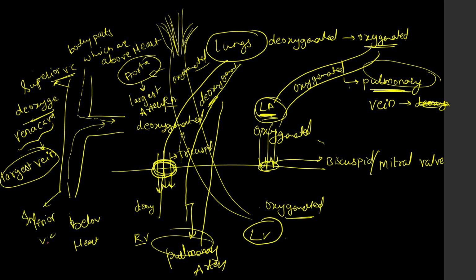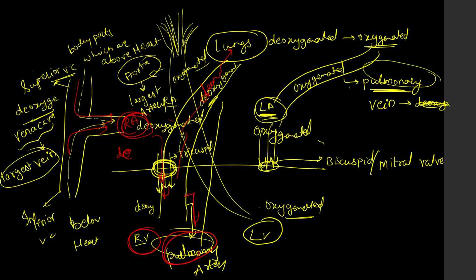So from here, all the deoxygenated blood enters the right atrium, and there is atrium contraction. I am repeating this process. In the right atrium there is deoxygenated blood. Now this deoxygenated blood moves to the right ventricle, and from the right ventricle there is one vessel called the pulmonary artery.